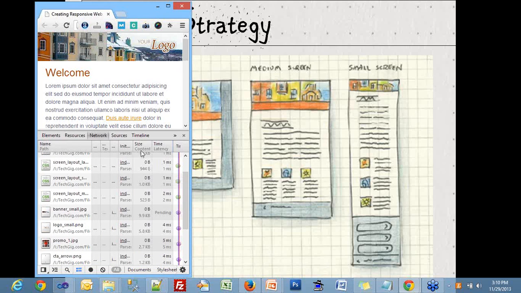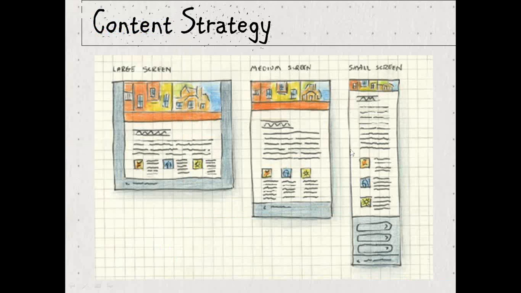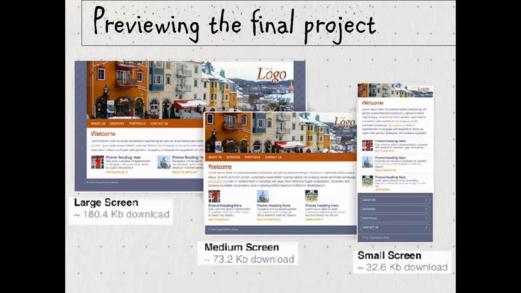And if we sum up the size of all these requests, it comes out as 32 kilobytes of data. Interestingly, you have seen how responsive delivery is working in the demonstration. In this case, we have a large screen. On the large screen, we have 180 kilobytes of data, and on the medium screen, we have downloaded 73 kilobytes of data.